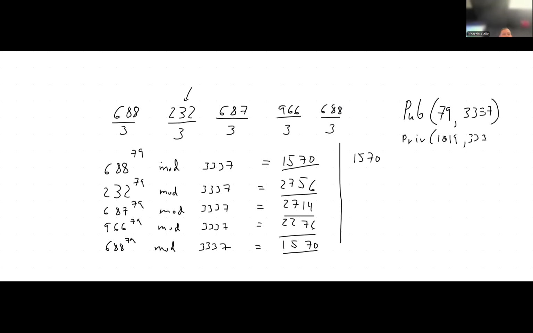Okay. So now you proceed to take 1570 to the 1019 mod 3337, and that should give you 688. Does that make sense, guys?